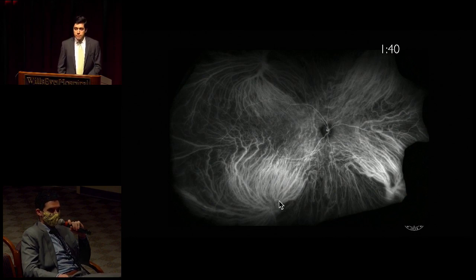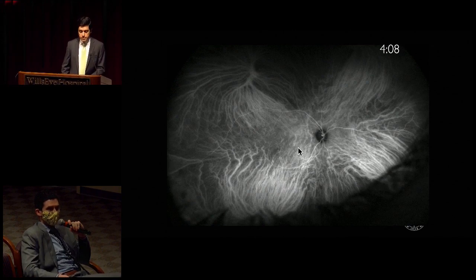And ICG of the right eye at 1 minute, 40 seconds, looks very good, intact, full choroidal perfusion. Retinal vessels as well look within normal limits, no leakage. And similarly at a later frame, 4 minutes, 8 seconds.